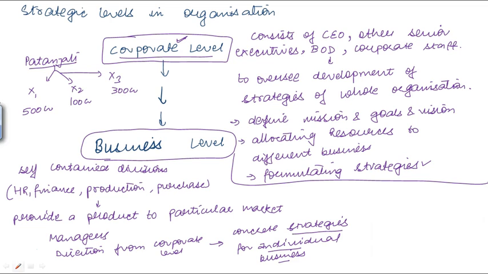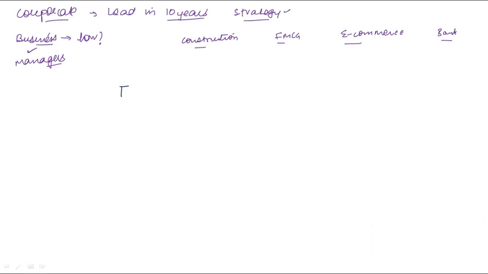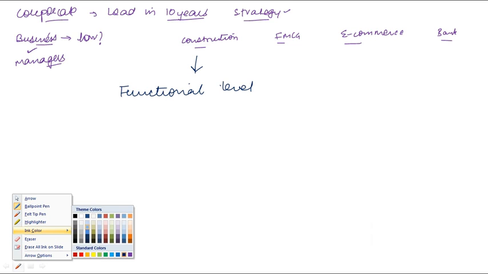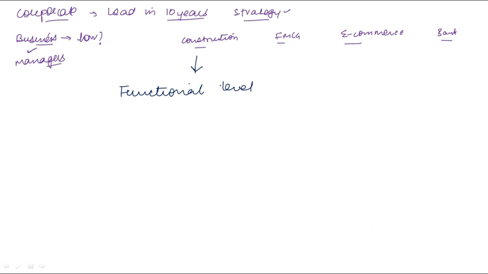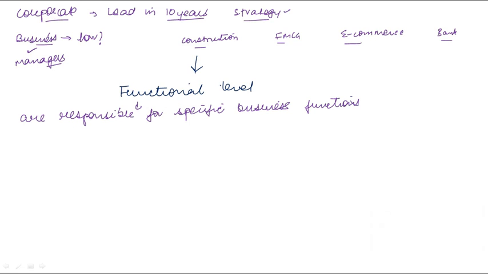Now, talking about the last kind of strategy, the last kind of strategy is functional level. Now, if we talk about the functional level strategy, then what is it? Functional level strategy, they are the people who are responsible for specific business functions or operations.